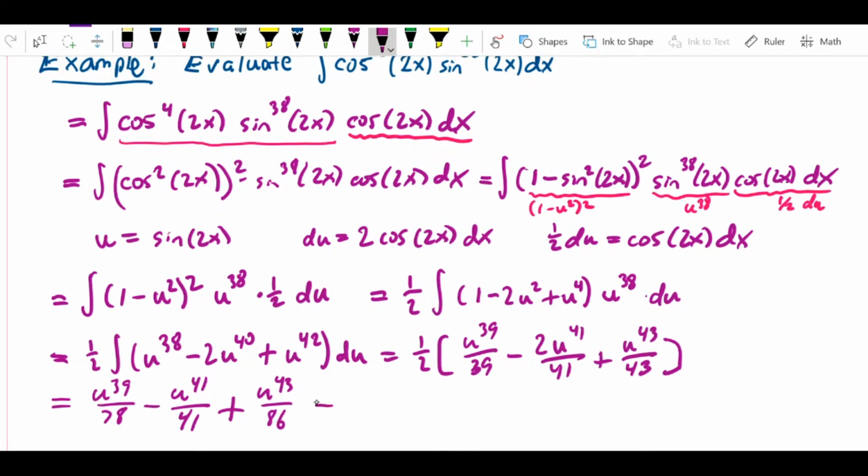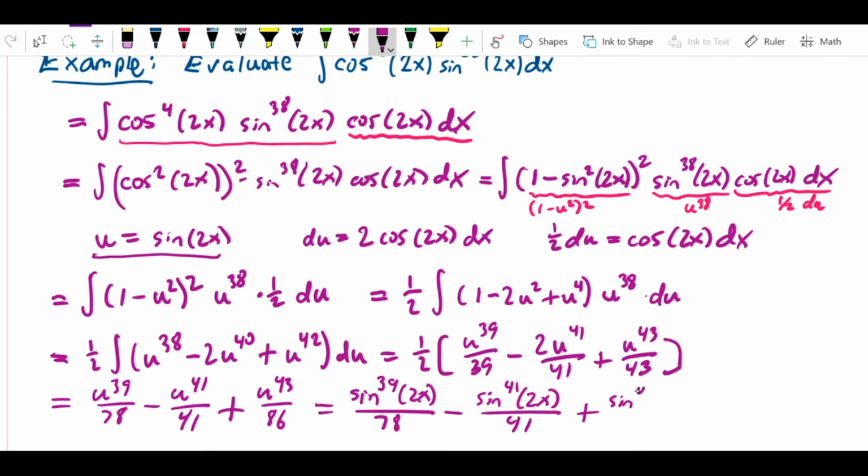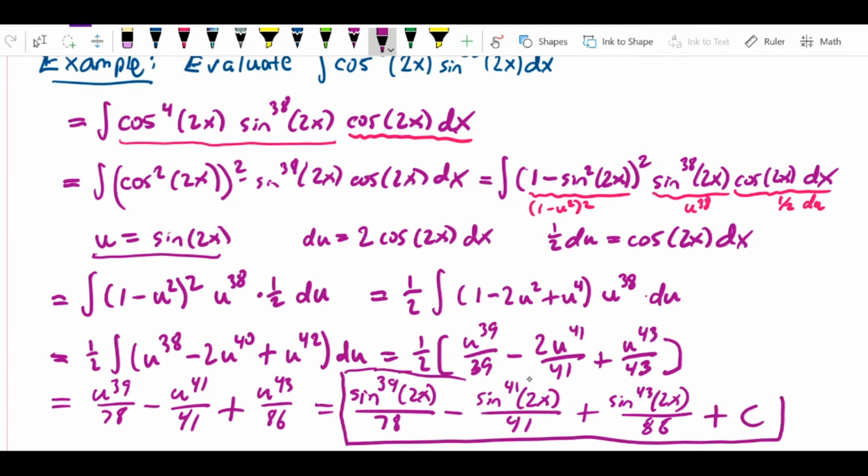And so finally, since we know that u is equal to sine of 2x, I can do the back substitution, and that becomes sine to the 39th of 2x over 78 minus sine to the 41st of 2x over 41 plus sine to the 43rd of 2x over 86, and then of course the hardest part of the problem, the plus C. Let's draw a nice clean box around that, and there we go. So that's the answer.